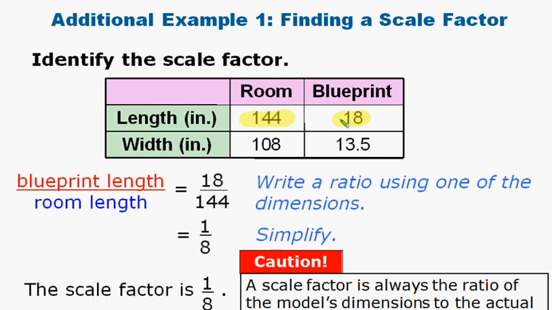So you can think of the blueprint as being the new layout of it. We take the new over the old. And so we take 18 over 144, and we just simplify it down. And 18 over 144 does become 1/8. A scale factor is always the ratio of the model's dimension to the actual object's dimension. So model over actual. And I keep saying new over old. It's a model that's a new figure over the original, the old.